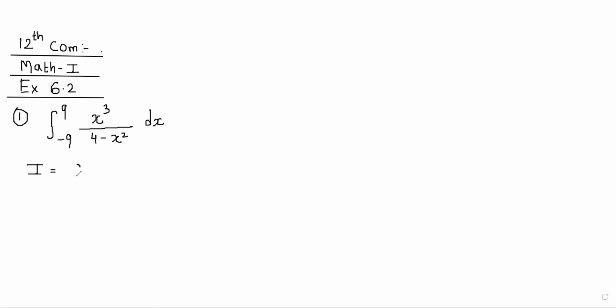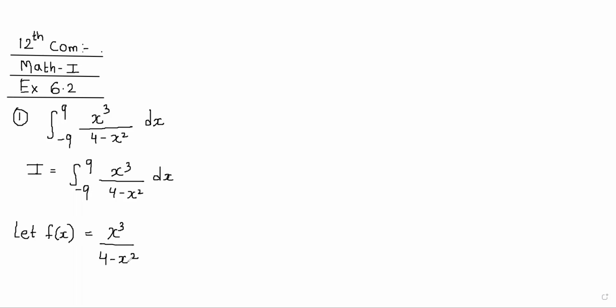So I is equal to integration of 9 minus 9x cube upon 4 minus x square dx. We're going to copy the question as it is. Let f(x) be the function, and we are taking only the expression, that is x cube upon 4 minus x square. Now here in the place of x we are substituting minus x.